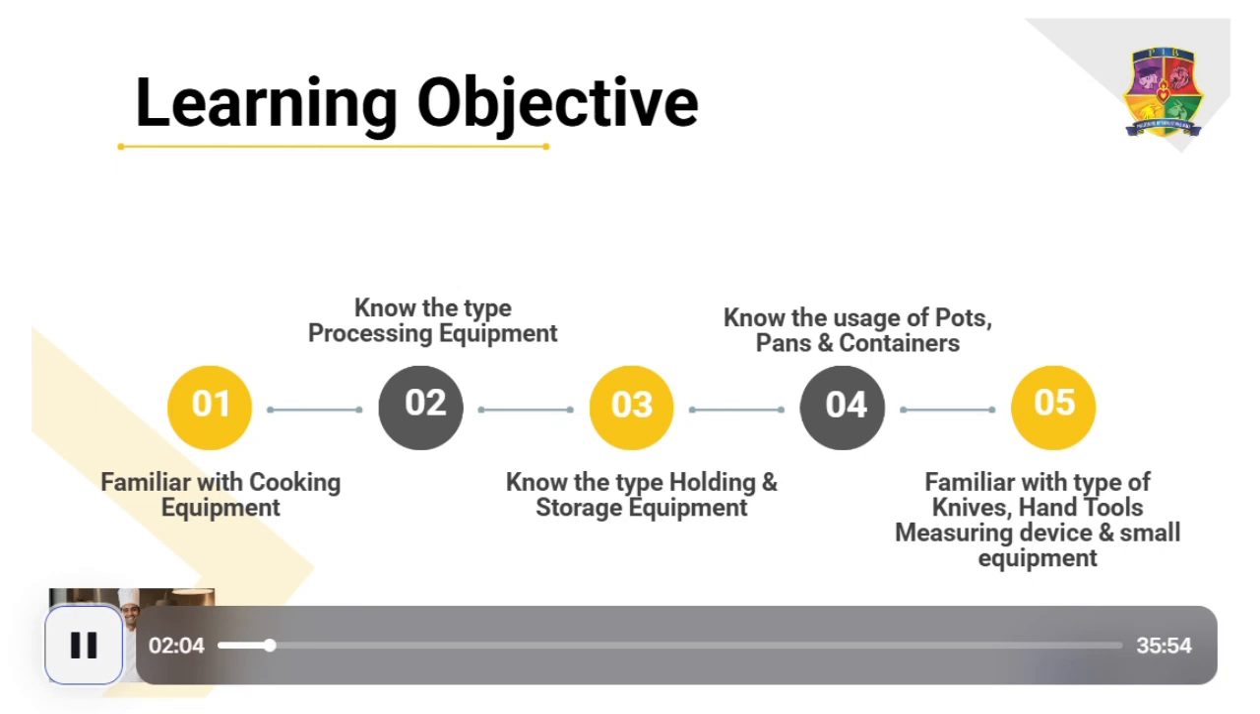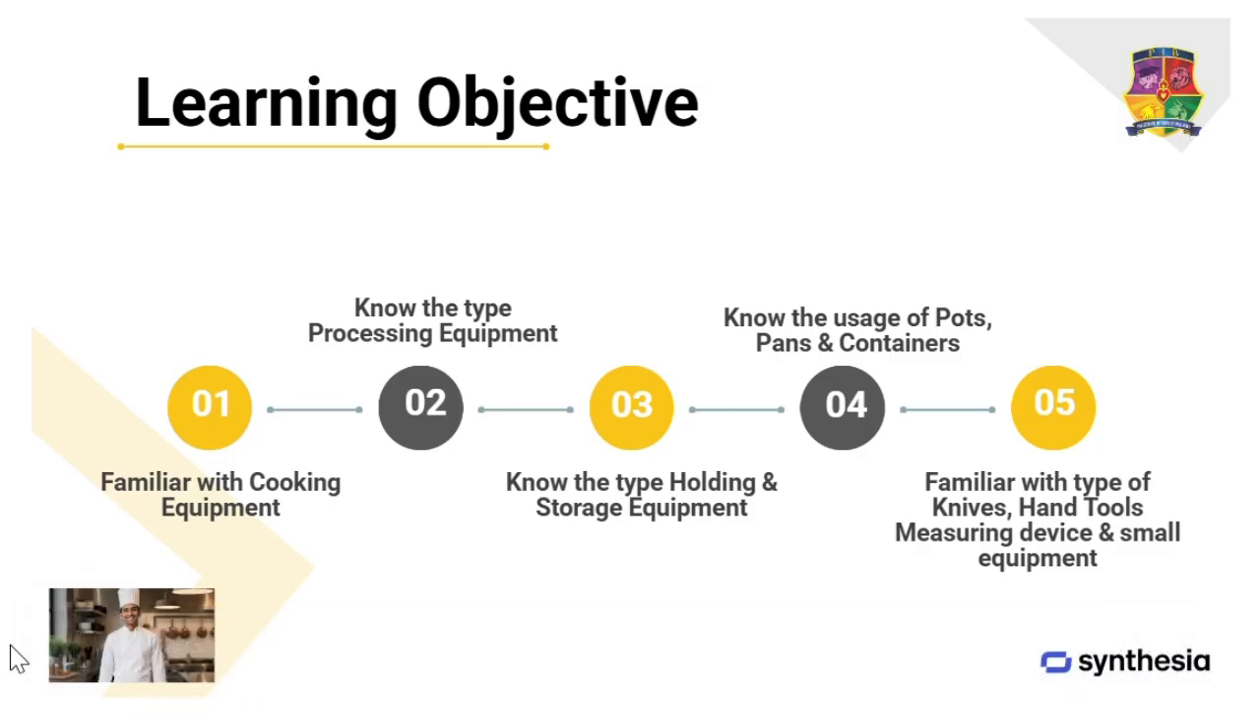Before we start with the equipment, let's first understand what you are expected to achieve from today's lesson. There are 5 main learning objectives. First, you should become familiar with cooking equipment. You need to recognize different types of cooking equipment and understand how to use them according to their function. Second, you will learn about different types of processing equipment, from simple manual tools to modern machines that help us prepare ingredients more efficiently. Third, we will discuss holding and storage equipment.